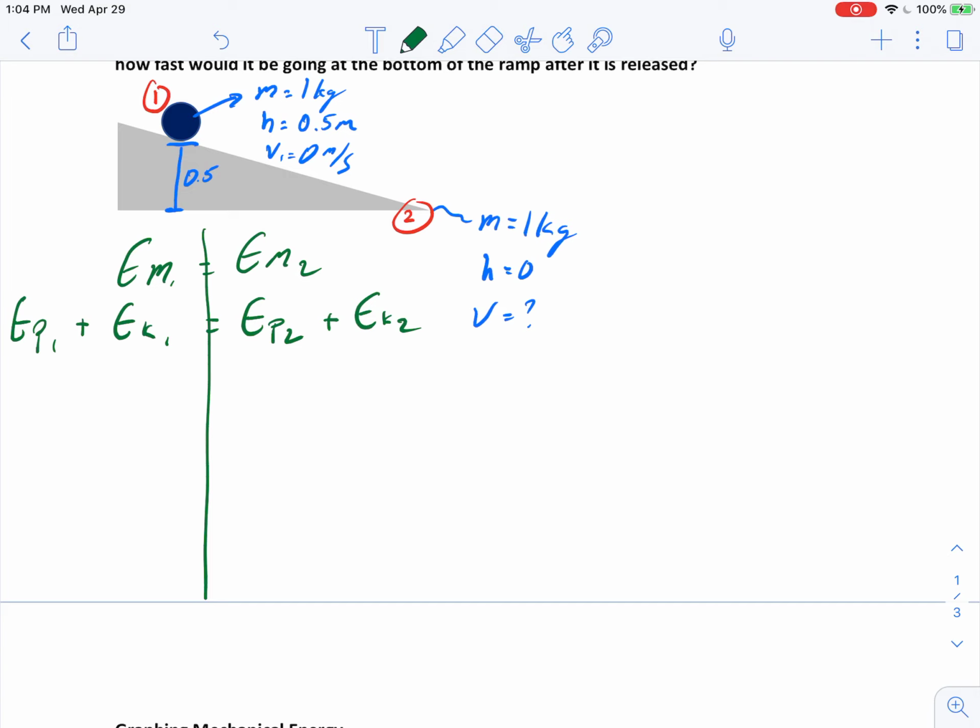We know that EK1 is 0 because there's no velocity. And we know that EP2 is 0 because there's no height. So you're left with EP1 equals EK2, or mgh1 equals 1/2 mass times velocity squared. Now let's isolate for v squared, or v by itself.